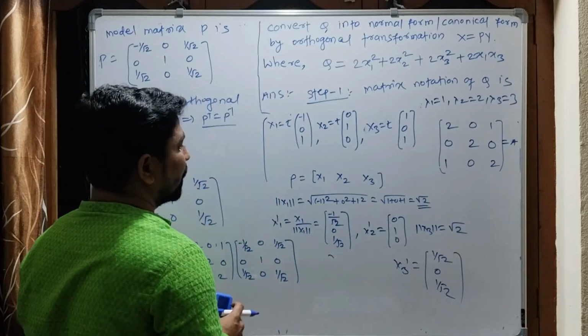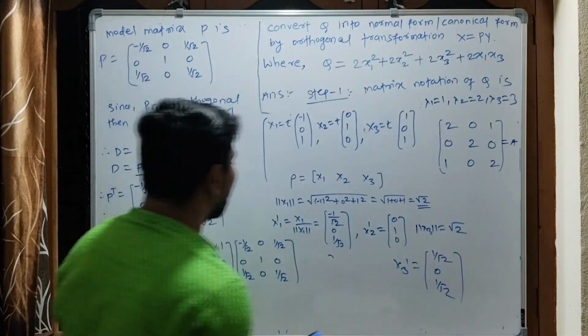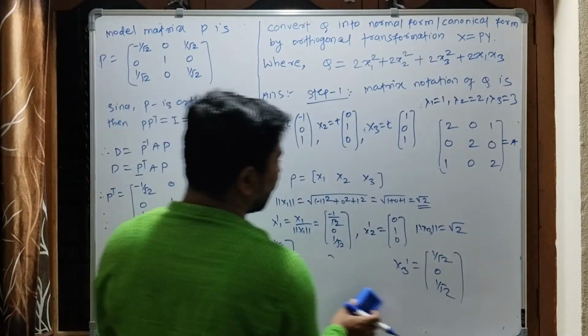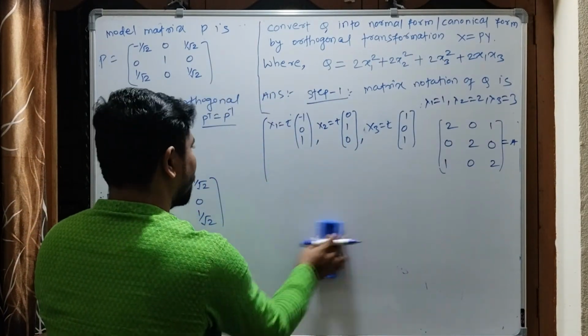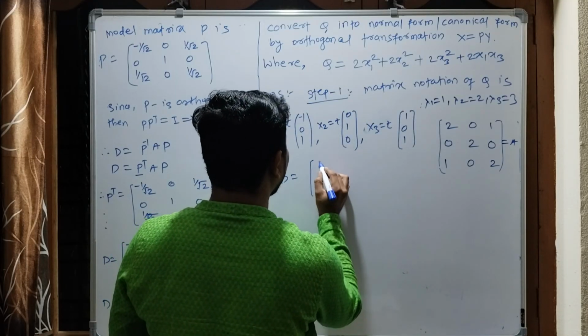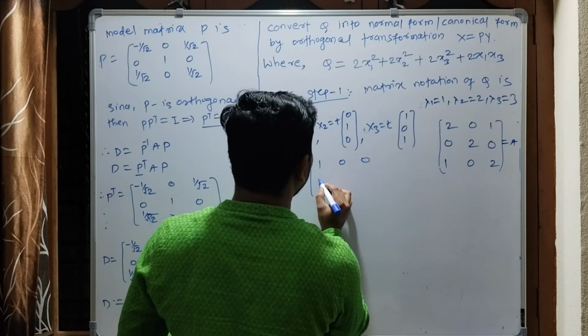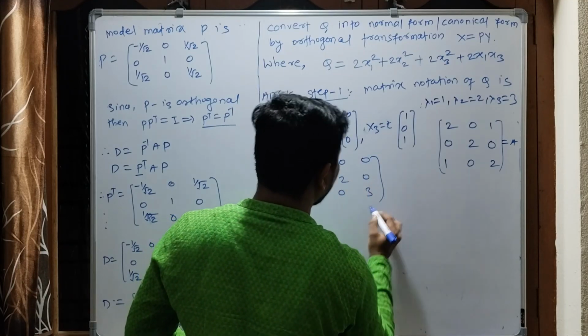Now we have to use this orthogonal transformation to convert this quadratic form into the normal form. I don't have space, so here I will write the given information again. D equal to 1 0 0, 0 2 0, 0 0 3.